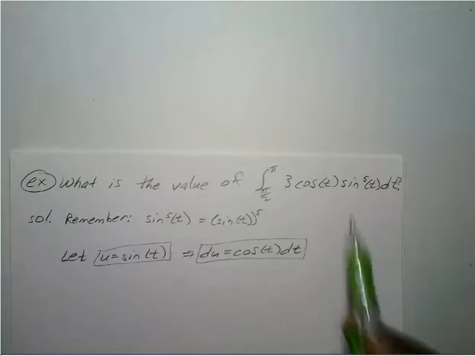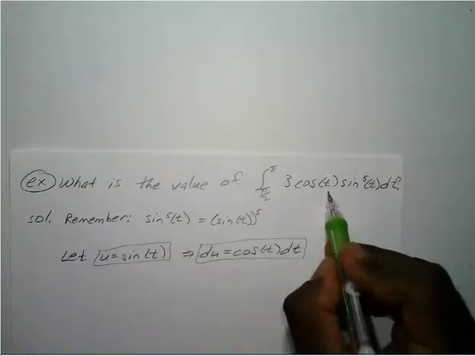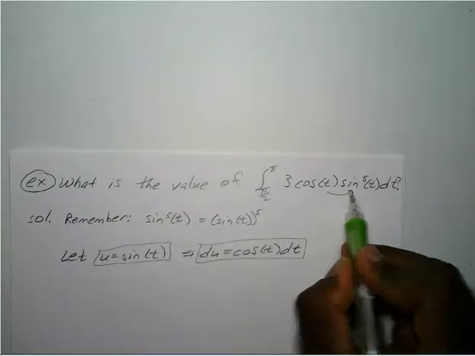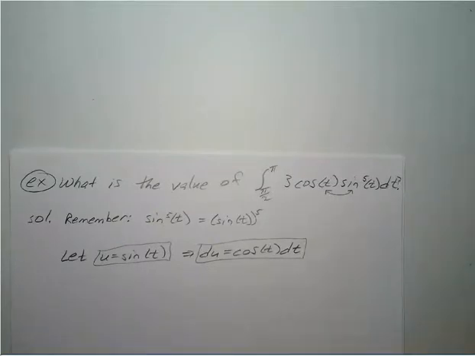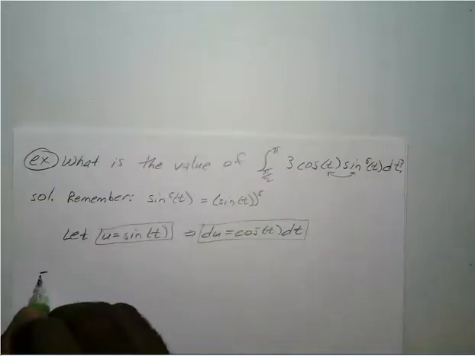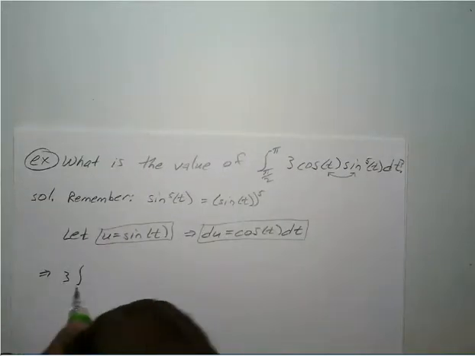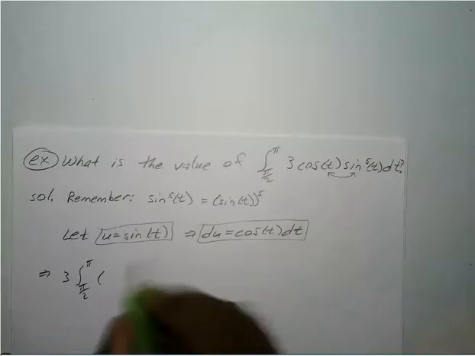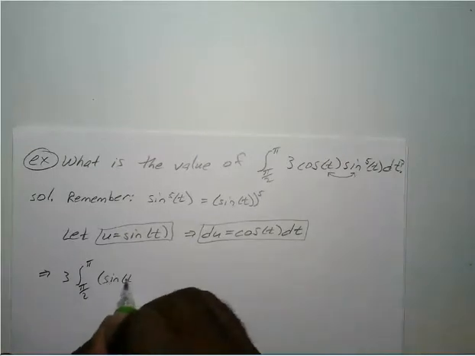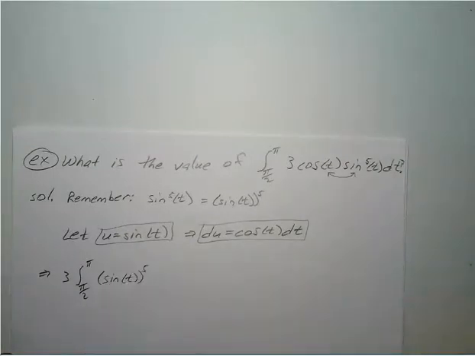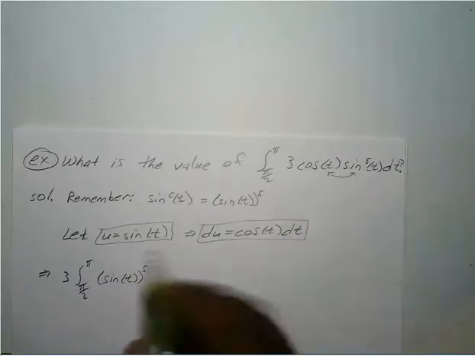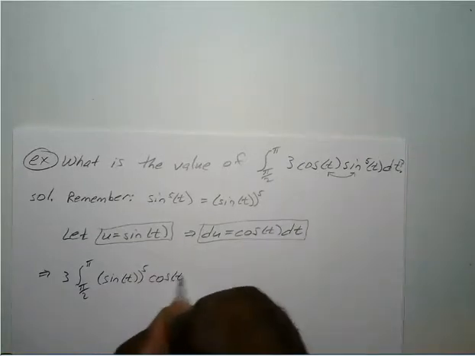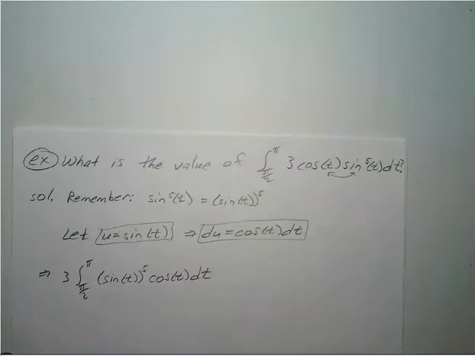All right, so once again, we're just going to rewrite this, and just for convenience purposes, we're going to switch those two around and bring our 3 on the outside. Okay, so we have 3 times the integral from pi over 2 to pi. We're going to put sine of t to the 5th power times cosine of t with respect to t.